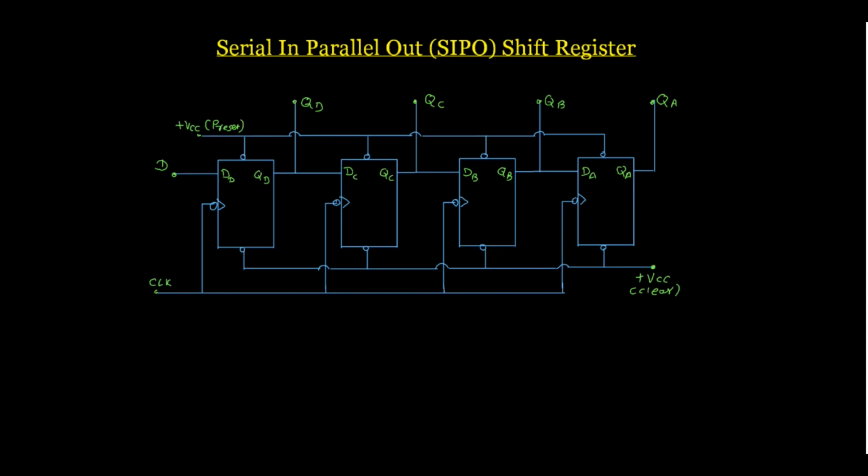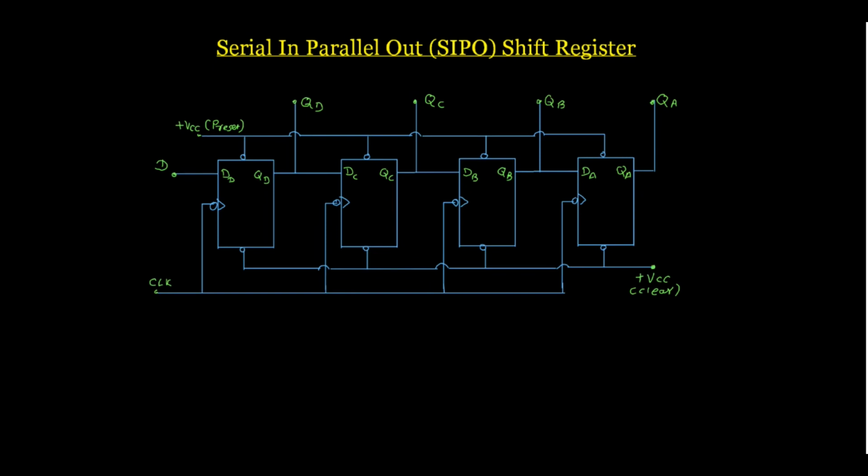Then every flip-flop has a preset facility. So this VCC is used for presetting the flip-flop. This is the active low load that you can see. So when this is connected to ground, then all the flip-flops are going to be set. And here we have a clear facility, and it is also active low. So when this terminal is connected to ground, then all the flip-flops are going to be cleared.